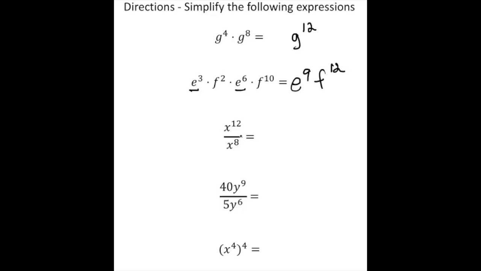Alright, x to the 12th divided by x to the 8th. Remember, the rule is when you divide and you have the same bases, you subtract. So this is going to be x to the 4th. This one, the 40 and the 5, we treat as numbers. So 40 divided by 5 is 8. And then y to the 9th divided by y to the 6th is y to the 3rd power.